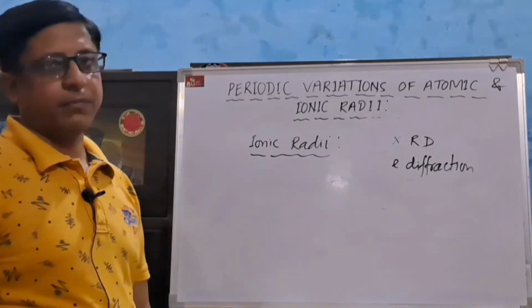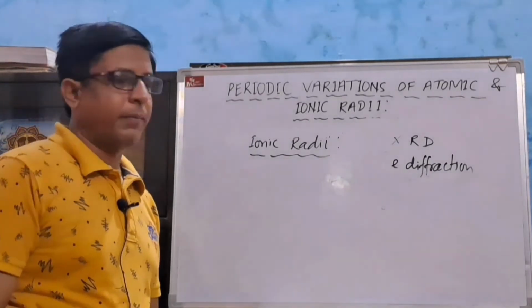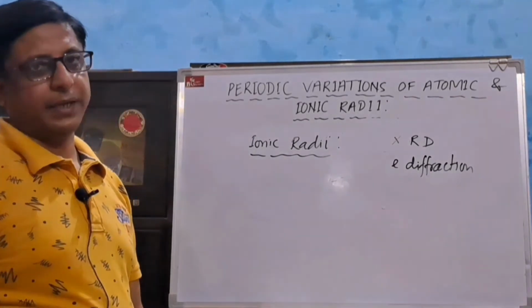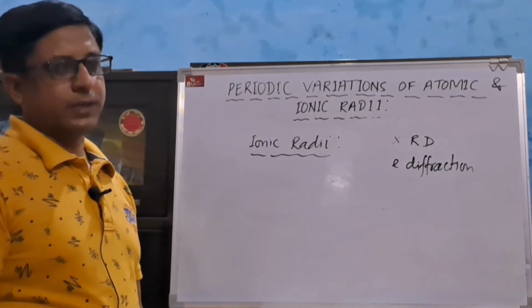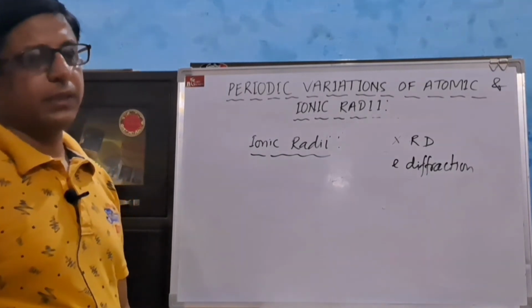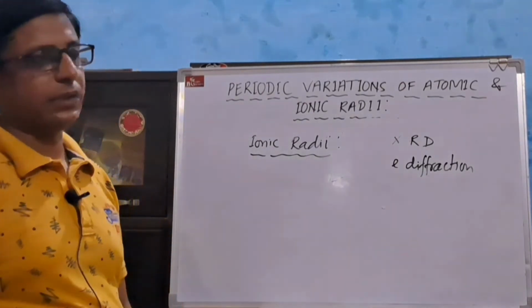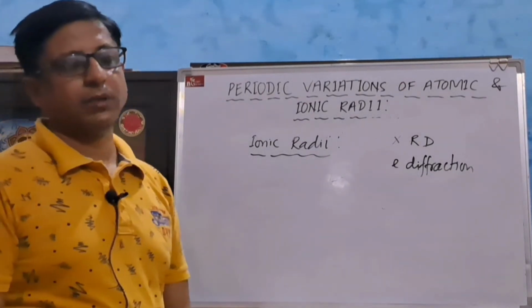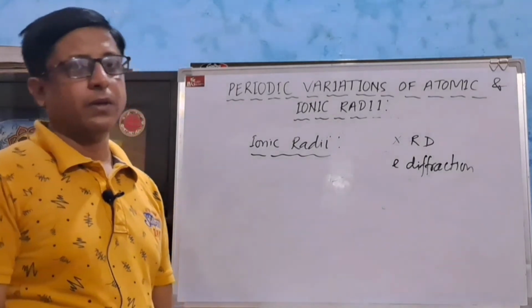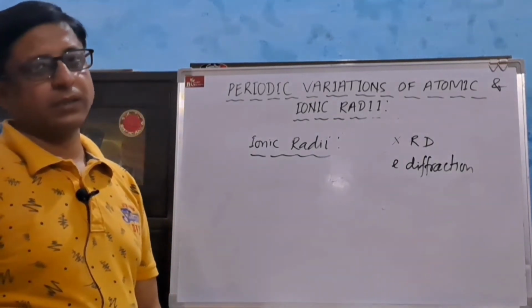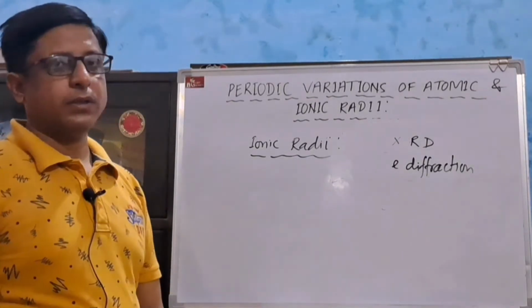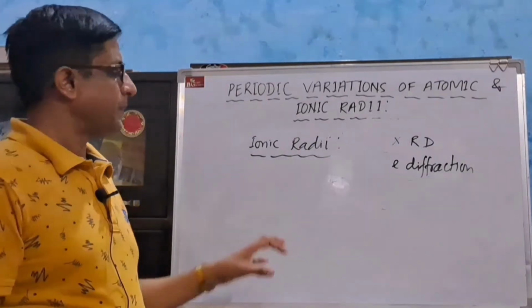If we compare van der Waals radii with metallic radii or crystal radii, then van der Waals radii are much larger than the crystal radii or metallic radii. This is due to the fact that the binding forces are much stronger in metallic crystals than in van der Waals forces.